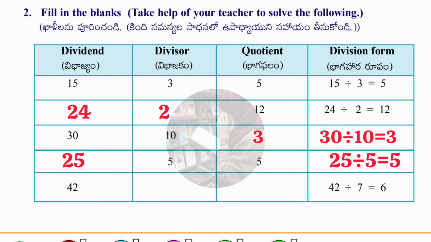Next one is 42 dividend given, divisor and quotient didn't give, but the division form is given as 42 divided by 7 equal to 6.